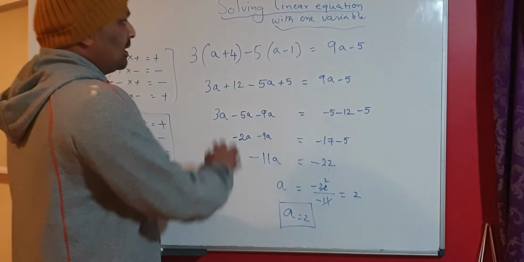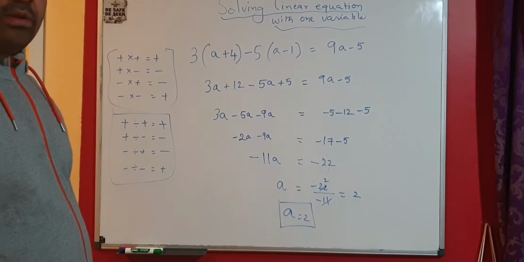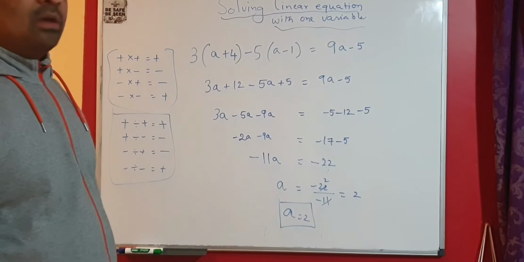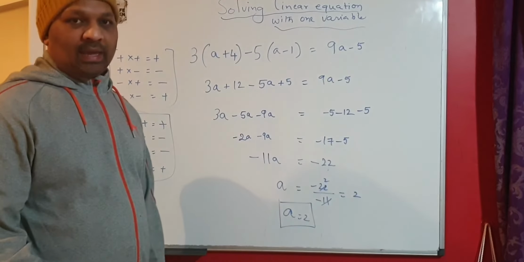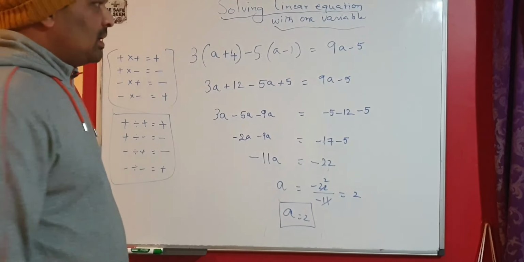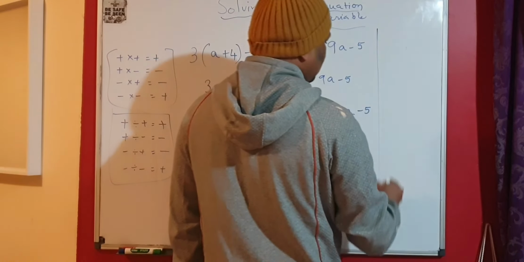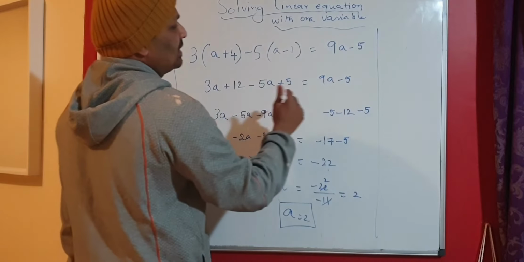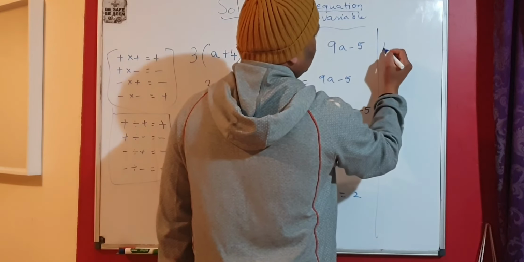In this equation, the unknown quantity is a. Previously we discussed some equations which have unknown quantities like x or y, and in this sum we have unknown quantity a. So what are the steps involved? The first is expansion. In this case, we expanded it. If there is any expansion required, we do that expansion.